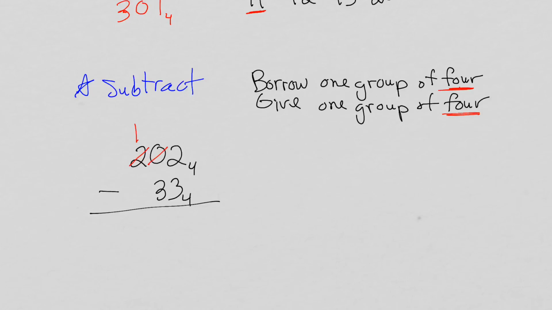And so remember, we're borrowing groups of 4. So 0 plus 4 is 4. Okay, I know that sounds kind of strange, but we're borrowing groups of 4, not 10. And now I need to borrow a group from this 4. So now it's going to be 3 groups. And I'm going to add that 4 to this 2 to make 6. Okay, so 6 minus 3 is 3. And 3 minus 3 is 0, and I bring the 1 down, so it's 103 base 4.